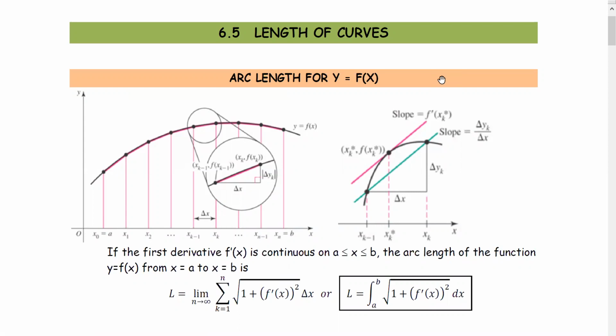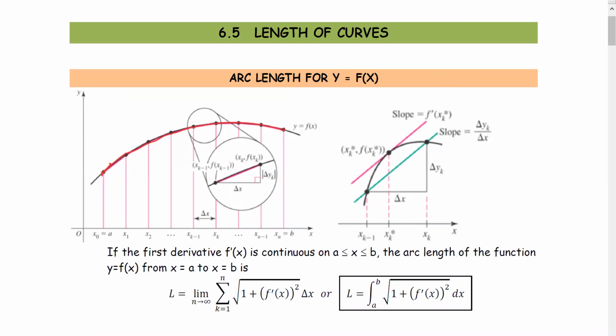Section 6.5, length of curves. In this section, we are going to find the arc length of the function y equals f of x from x equals a to x equals b. By the slice and sum technique, we get the formula.